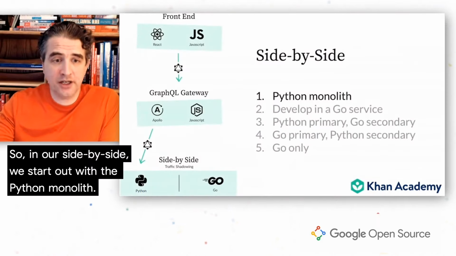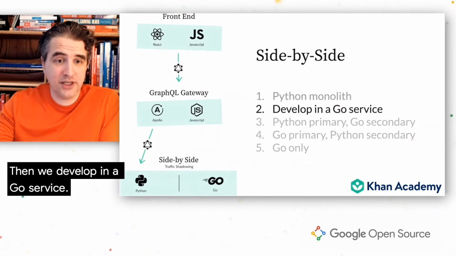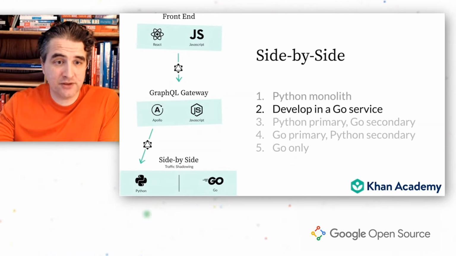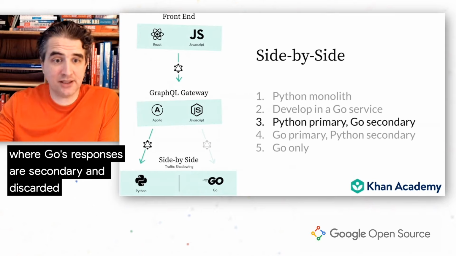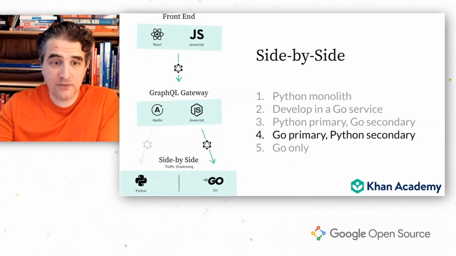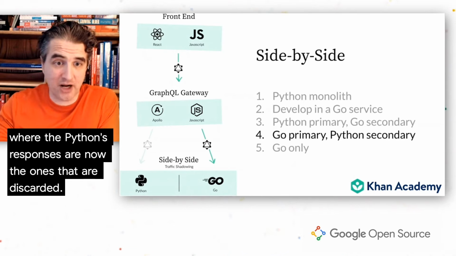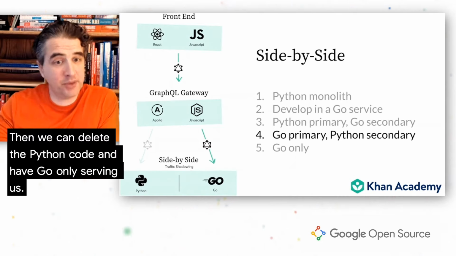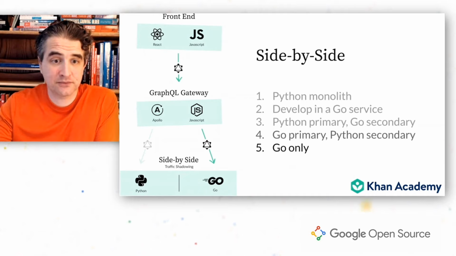So in our side-by-side, we start out with the Python monolith, then we develop in a Go service, then we have Python as primary, where Go's responses are secondary and discarded, only used for comparison's sake, to warn us if there's a discrepancy. Then we switch to having Go be primary, and Python as secondary, where the Python's responses are now the ones that are discarded. Then we can delete the Python code and have Go only serving this.